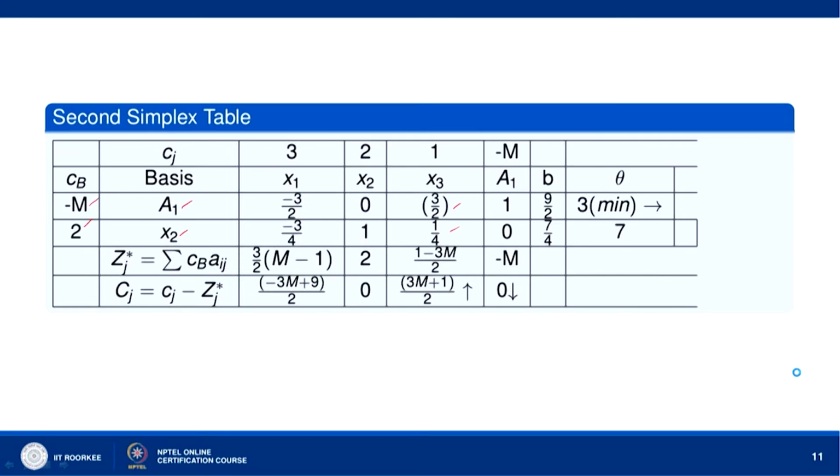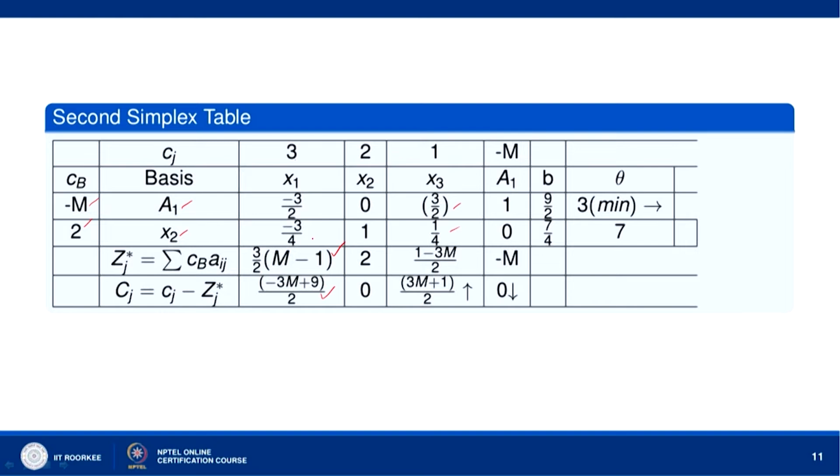Now, we go to determining the values of Zj star for each j. You can see here minus m into minus 3 by 2 is 3m by 2, and this is 2 times minus 3 by 2, so minus 3 by 2. So, total is 3m by 2 minus 3 by 2, and when we subtract this value from 3 we get minus 3m plus 9 by 2.